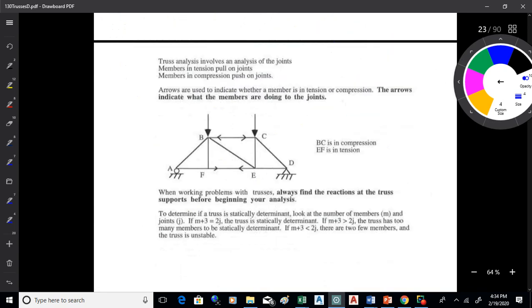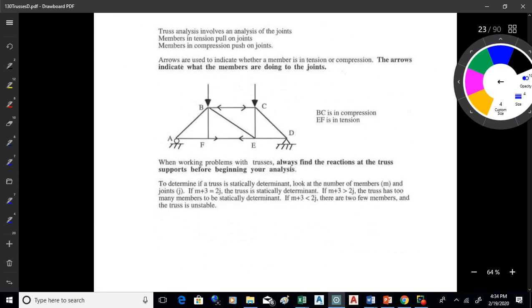All right, so what we're going to do here is called the method of joints. We're going to try to find the forces in the members of the truss. Here's how I remember this. I'm going to analyze the joints, and I've got a little phrase up there that I use to help me remember this. Members in tension pull on the joints because I'm analyzing the joints. Members in compression push on the joints.